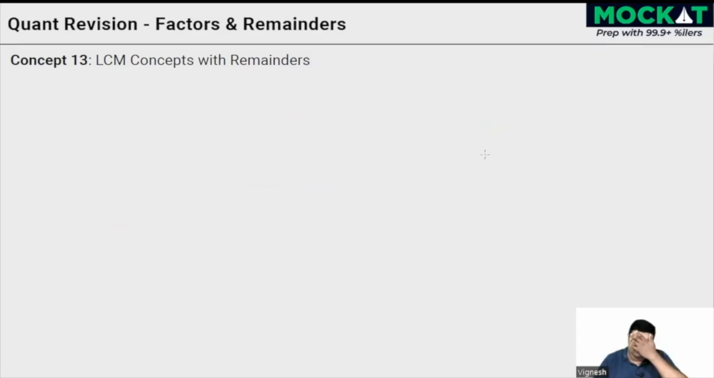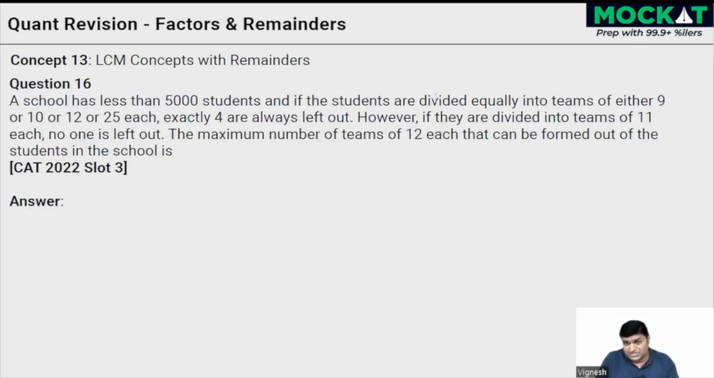Now, where neither of these exist, then Chinese remainder, we'll be seeing that separately. But a question turned up pertaining to this, and it was a word problem. A school has less than 5,000 students. If the students are divided equally into teams of either 9, 10, 12, or 25, exactly 4 are left out. Dividing into groups of 9, 4 are left over.